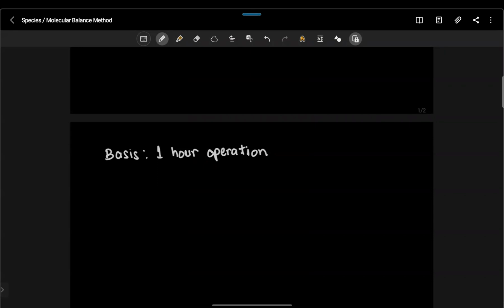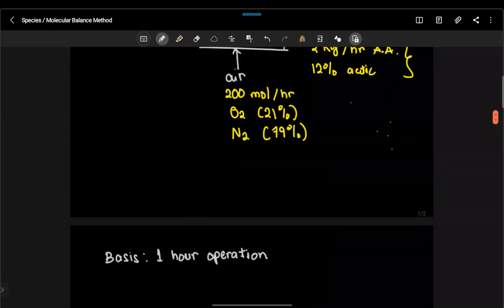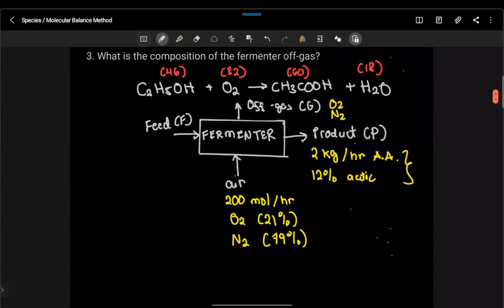And alamin muna natin yung ating ibang given. Ibig sabihin, baka may mapala tayo for each stream. Maybe there are other information na we can come up with. Okay? Kung mapapansin nyo dito, sa ating flow sheet or sa ating problem, walang given na yield or selectivity or conversion. Bakit?